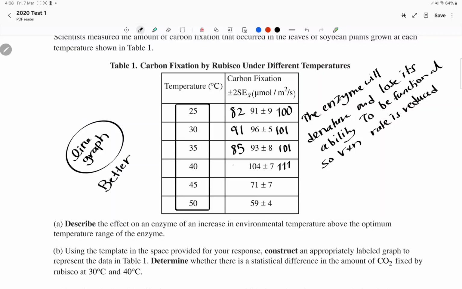111, 96, right? 97, 78, and 64, 64, 63, and 55. Now let's take a picture of that, and we're going to go ahead and plot it.